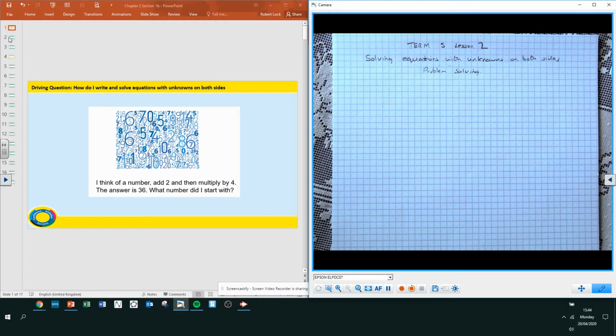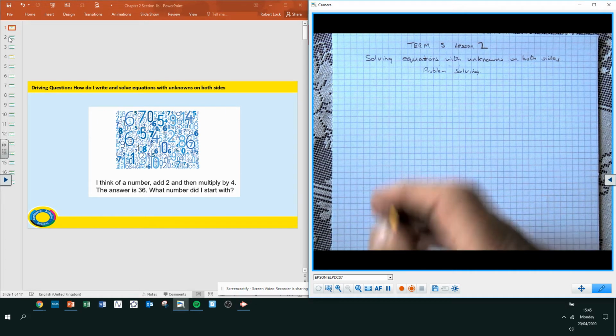Question on the left-hand side. Right, pause and come up with the answer. So, I think of a number, I add 2, then I multiply by 4, and the answer is 36. What number did I start with?